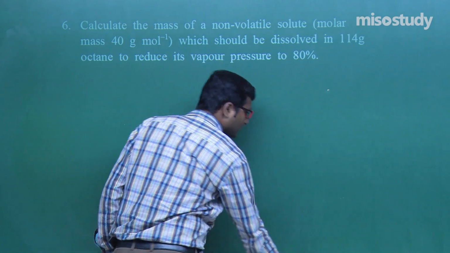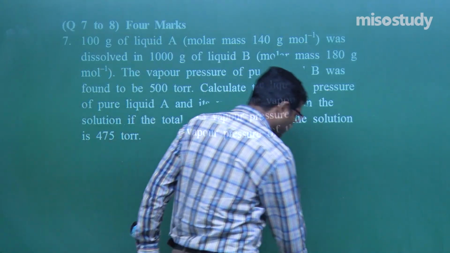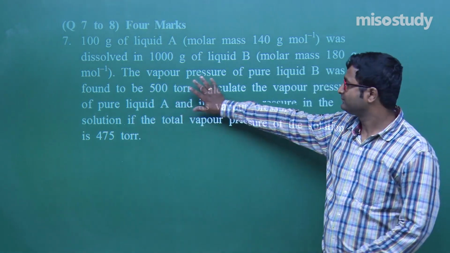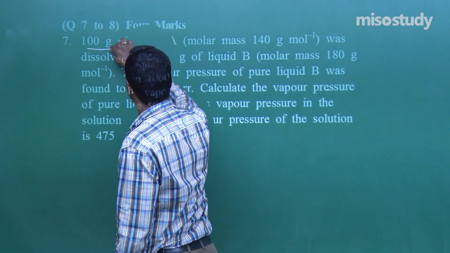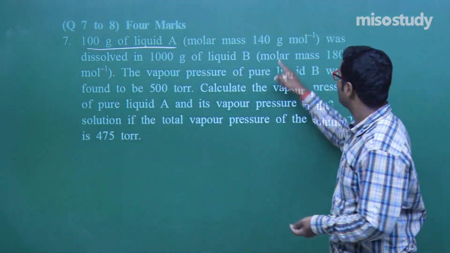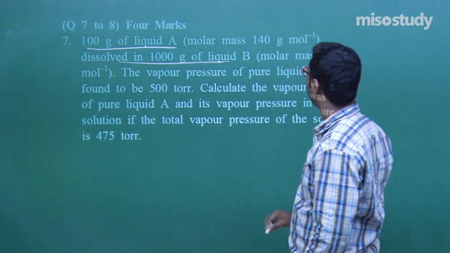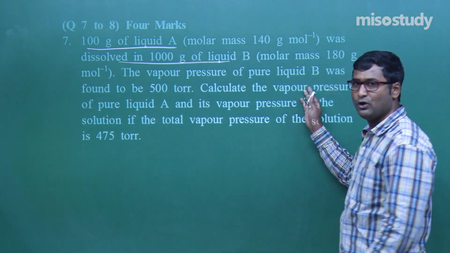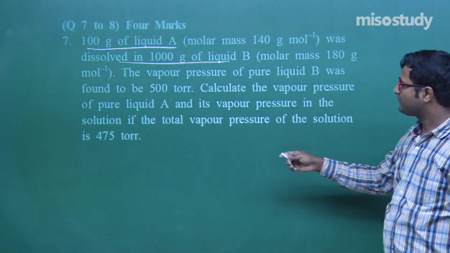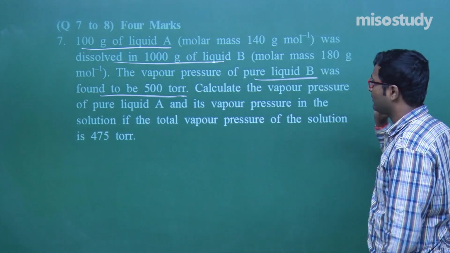The case here is the question number 7, big question. Read the question carefully, what is given. 100 gram of liquid A, molar mass 140, was dissolved in 1000 gram of liquid B, okay, molar mass given. Okay, the vapor pressure of pure liquid B was found to be 500 torr, okay, pure liquid given.